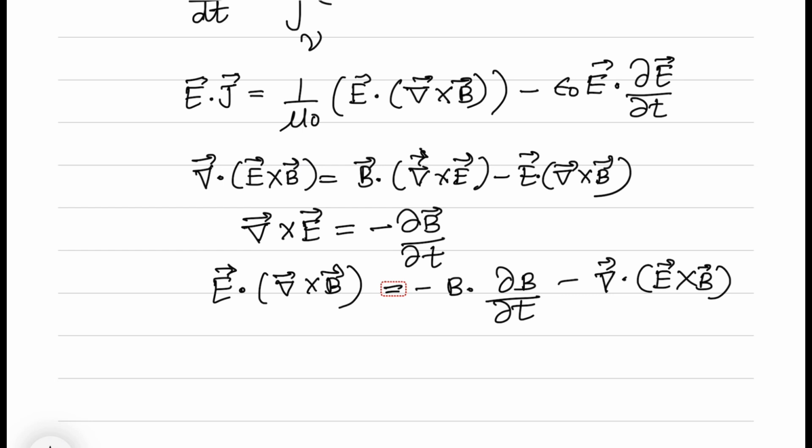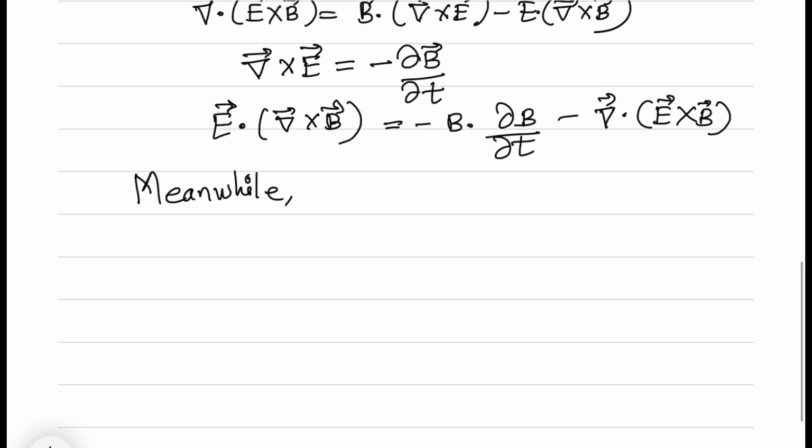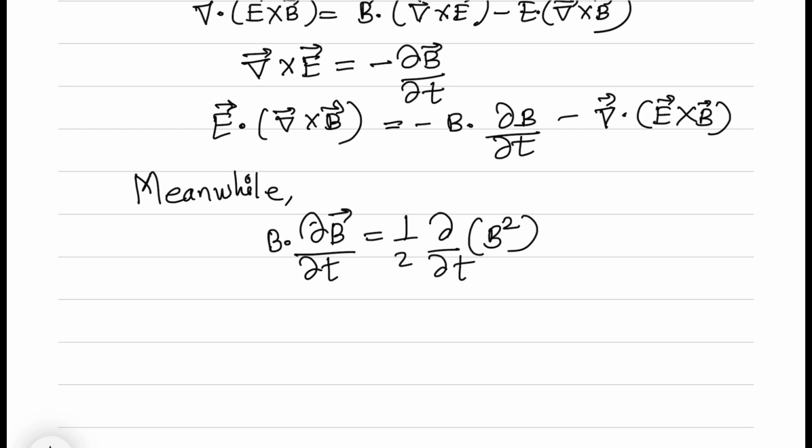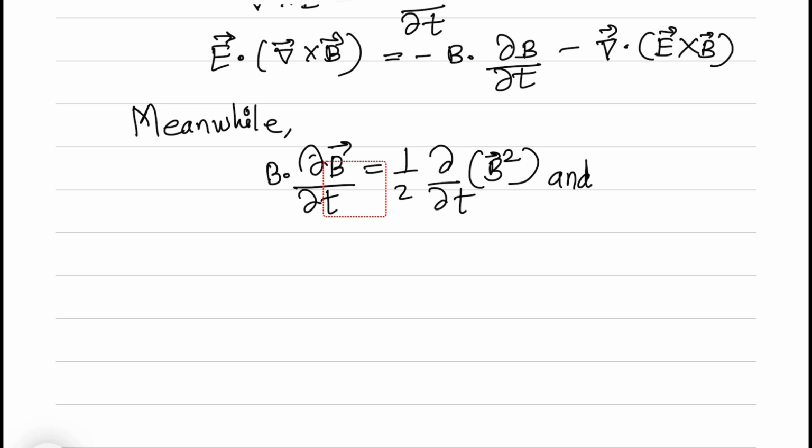Now meanwhile, we have B dot delta B upon delta T, which is equal to 1 by 2 delta by delta T of B square, magnetic field square, and E dot delta E upon delta T, which is equal to 1 by 2 delta by delta T of E square.